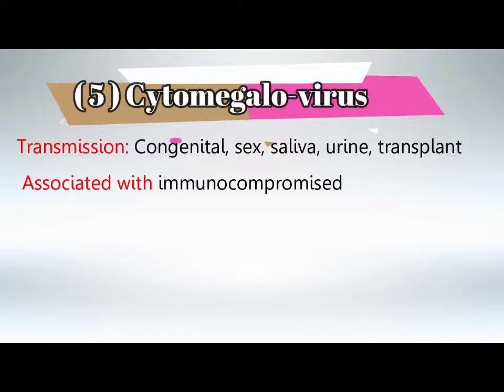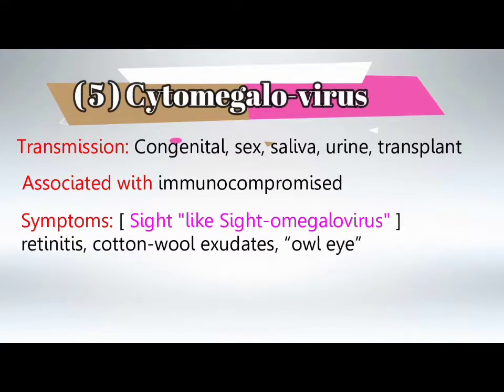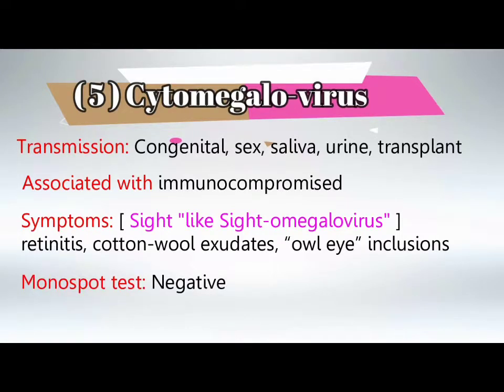To remember the symptoms, I remember that cytomegalovirus is associated with sight, so vision. So it causes retinitis with cotton wool exudate in the retina and causes owl's eye inclusions in certain cells. So all symptoms are associated with eyes, which are for sight. Cytomegalovirus has a negative monospot test.